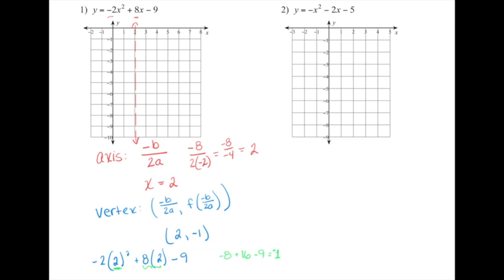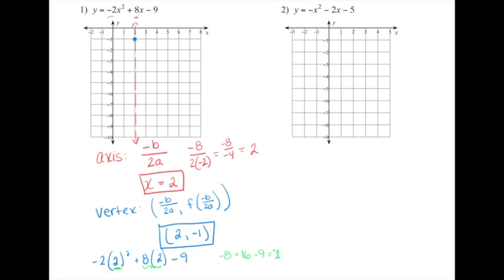Negative 1. So while my axis of symmetry is always a line, my vertex is always a point, all right? So my axis of symmetry is going to be x equals something. My vertex is going to be an xy value. And so now to plot that point, I go to the point 2, negative 1. That's right here. And I'm going to plot that point, all right?